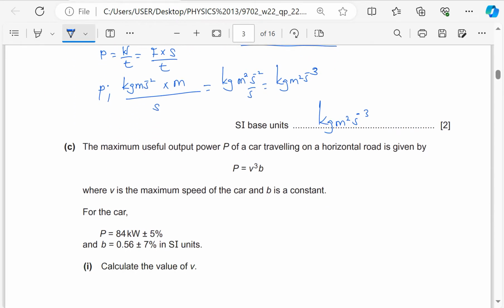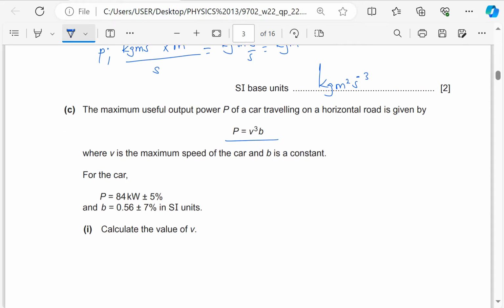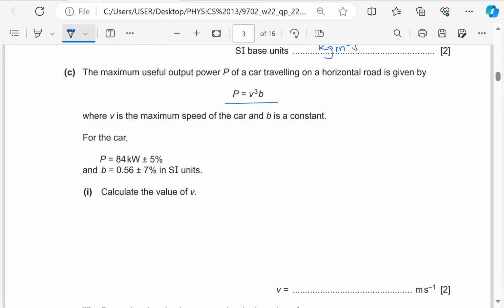The maximum useful output power P of a car traveling on a horizontal road is given by this expression: P is equal to V cubed times B, where V is the maximum speed of the car and B is a constant. For the car, P is 84 kilowatts plus or minus 5%. B is 0.56 plus or minus 7% in SI units. Calculate the value of V.